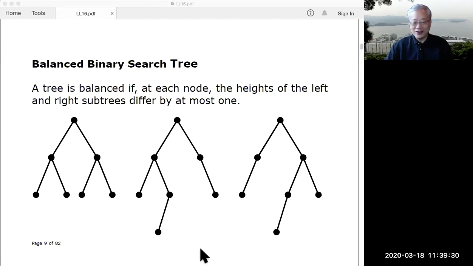Is this balanced or not? The middle one. Can anyone tell me? Yes or no? Yes, many people are saying yes. So let's check. Consider this node. We consider the height of the left subtree and right subtree. The difference is only one, correct? And we consider this and this and so on. For each of these nodes, the difference in height between the left subtree and right subtree is only one. So actually we check every node. The heights of the left and right subtrees differ by only one, so by definition, this is a balanced binary search tree.